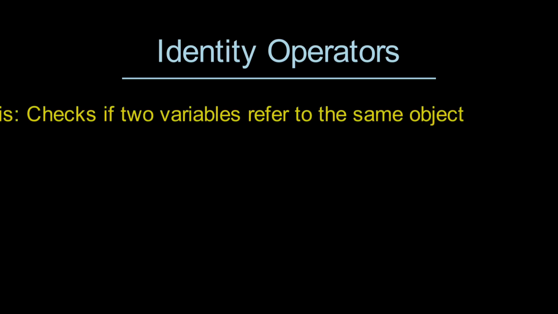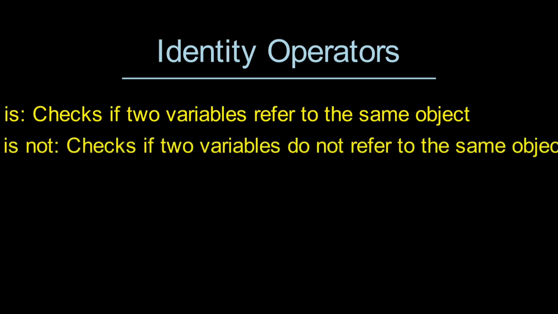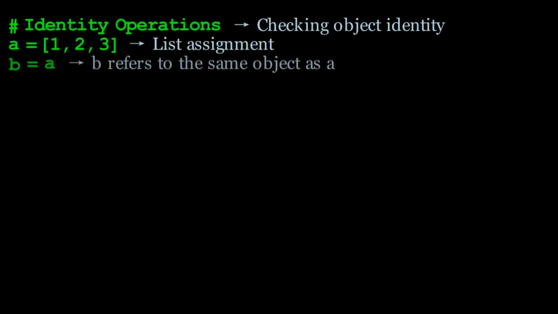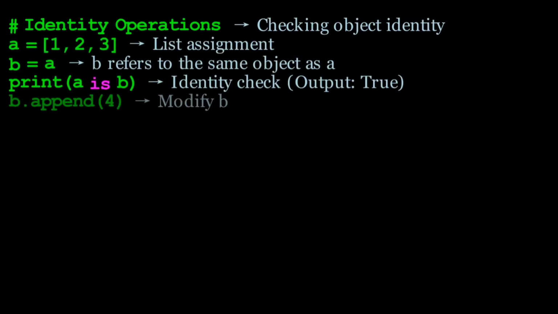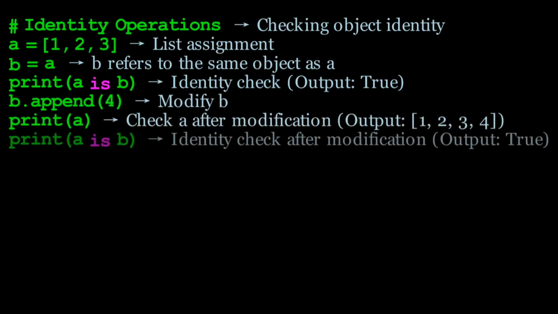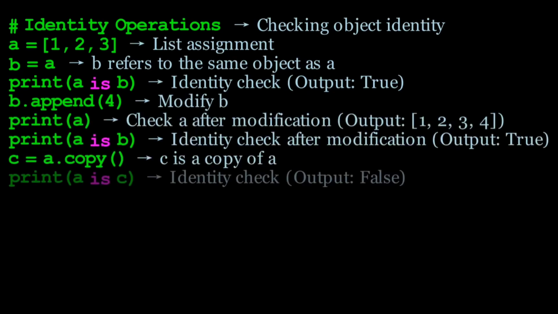Now let's explore identity operators, Python's way of determining if two variables are actually the same object in memory. The is operator checks if two variables refer to exactly the same object, while is not verifies if two variables point to different objects in memory. First, we create a list A containing the numbers 1, 2 and 3. Now we assign B to reference A. Here it is interesting, B isn't a copy. It's pointing to the exact same list A. When we check if A is B, Python returns true. This confirms that A and B are referring to the exact same object in memory.